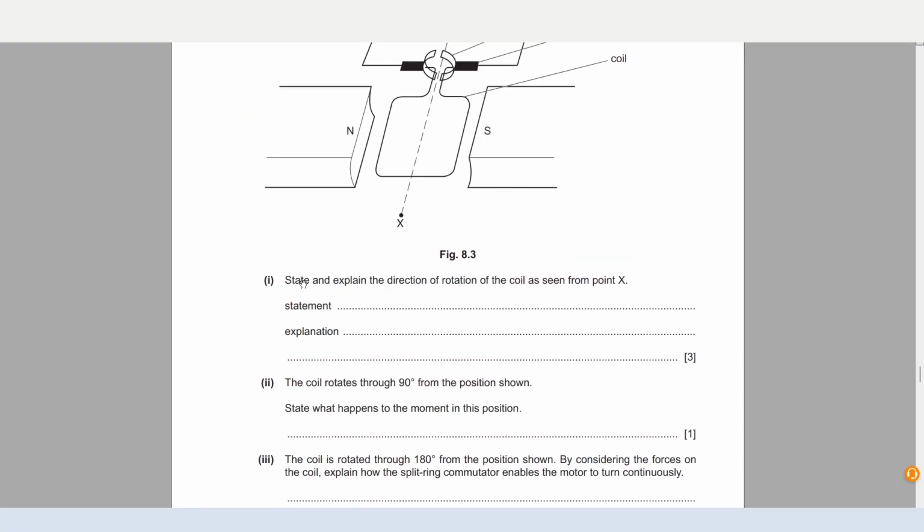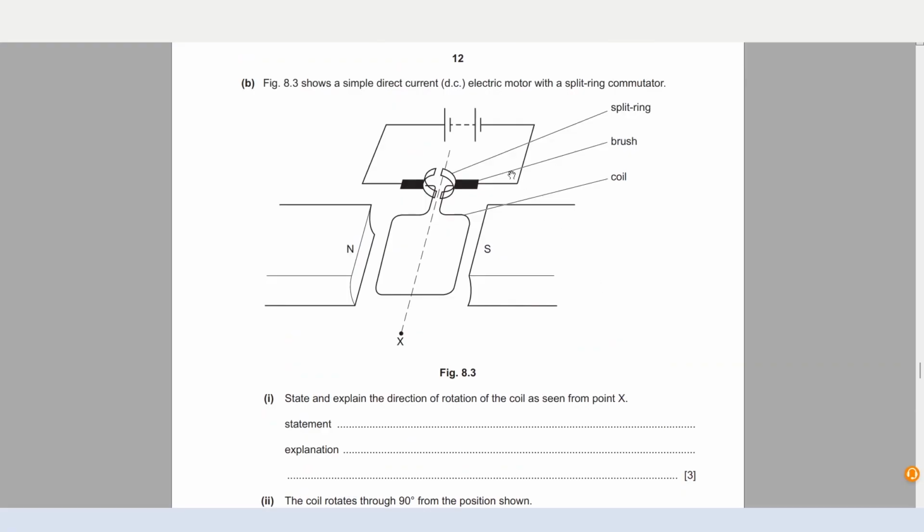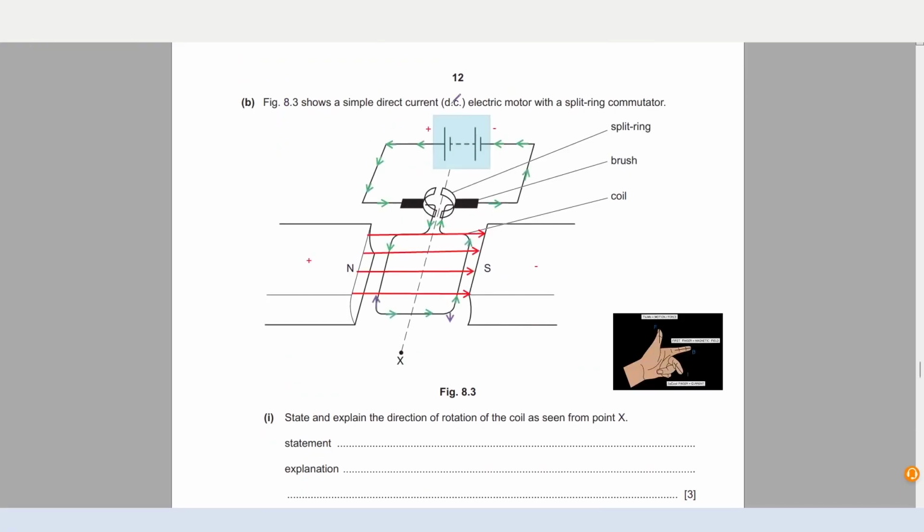Part 1 asks to state and explain the direction of rotation of the coil as seen from point X. So I'll draw the diagram here. So I have drawn this diagram and it's pretty simple. Now it's a bit more complex, but then you can see a clear representation of the diagram. Here's the battery, here's the plus and minus side, and the current flows from plus to minus. And the magnetic field will always be from north to south.